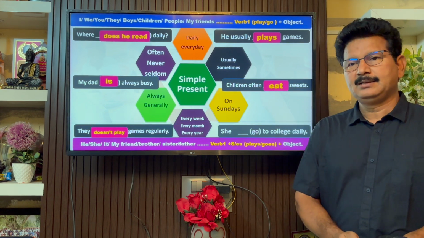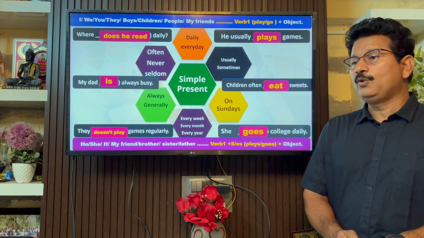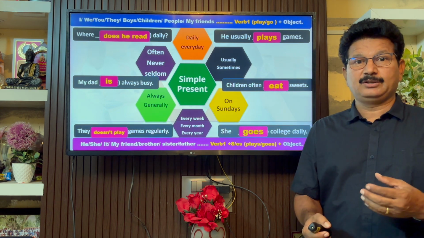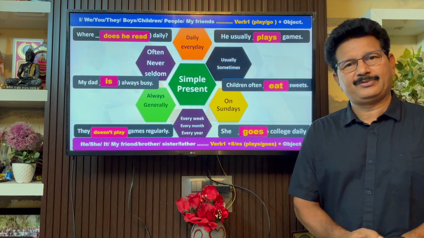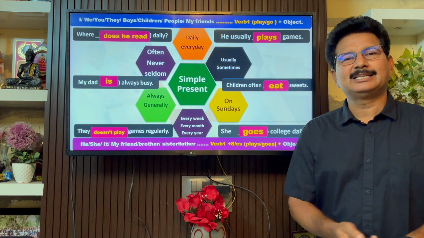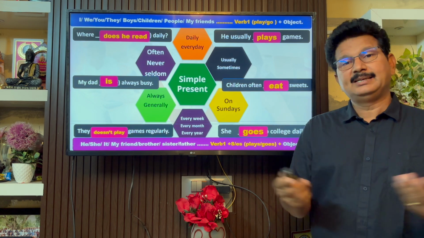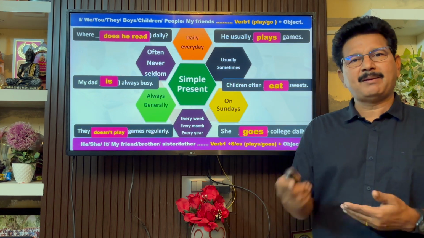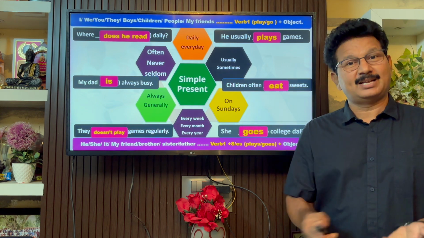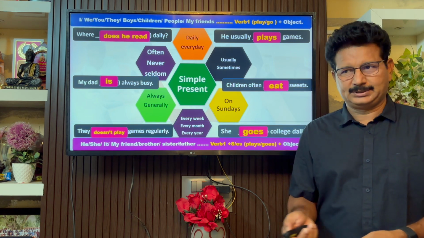So the answer is, she goes to college daily. Right? So this is how you have to identify the tense with the help of the keywords, and then you have to answer. And if you wish, you can write the sentence patterns also. This sentence pattern will be useful for you because with I, we, you, they, it's V1, and with he, she, my brother or my sister, it is V1 plus S or ES plus object. If it's negative, does not plus V1. That's what you have to write as a bit of notes.